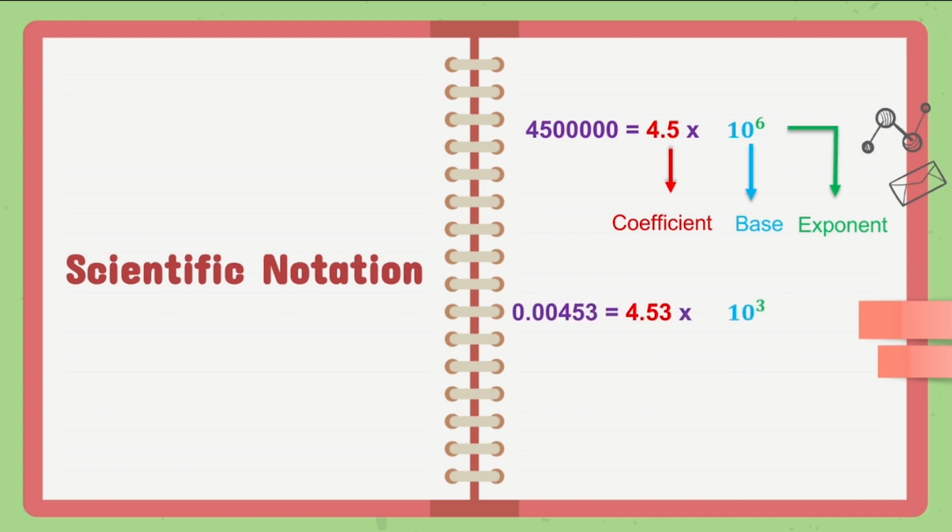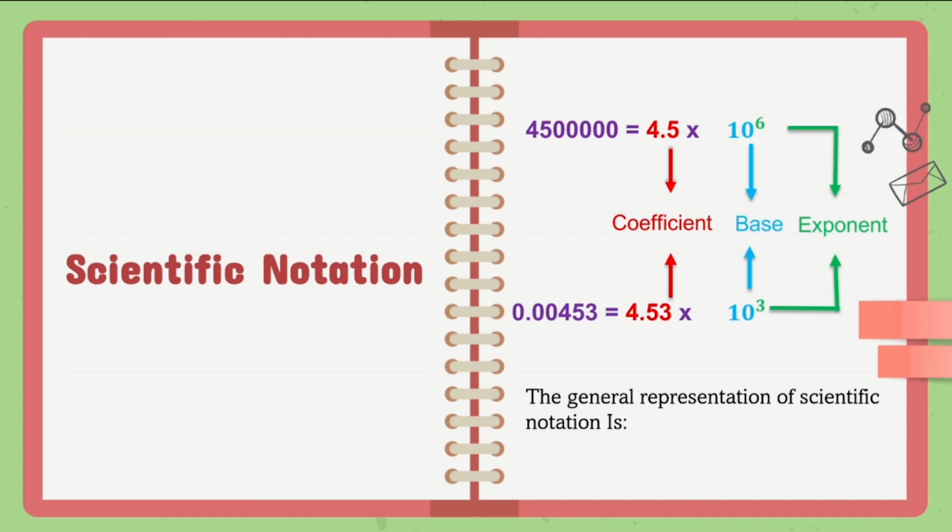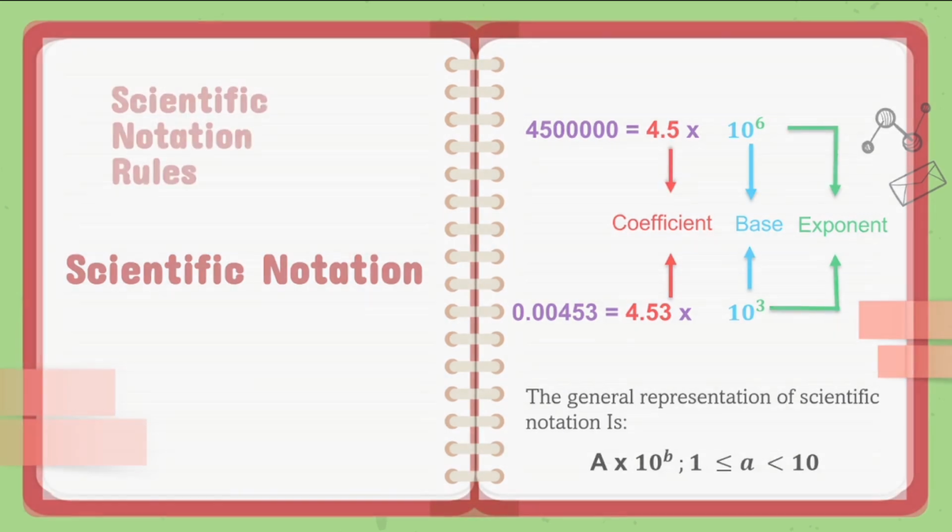And also we have here an example of the decimal form. We have here 0.00453, which is equal to 4.53 times 10 raised to negative 3. The coefficient there is 4.53, the base is 10, and the exponent is negative 3. The general representation of scientific notation is A times 10 raised to B, where 1 is less than or equal to A, which is less than 10.